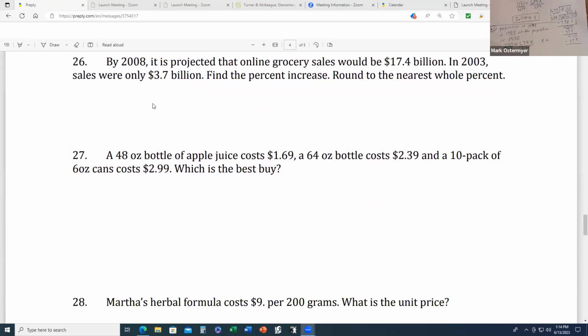26. By 2008, it is projected online grocery sales would be $17.4 billion. In 2003, sales were only 3.7 billion. Find the percent increase, rounded to the nearest whole percent. All right. Percent increase.